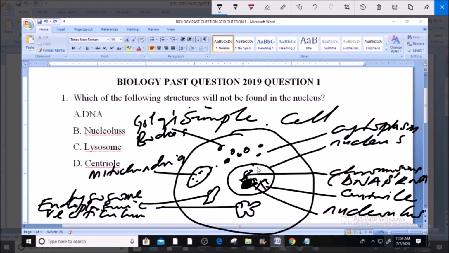Now, from my diagram, you agree with me that the only structure that is not found in the nucleus of the cell is the what? Is the lysosome. It is found in the cytoplasm. Now, the answer to this question is C, lysosome.